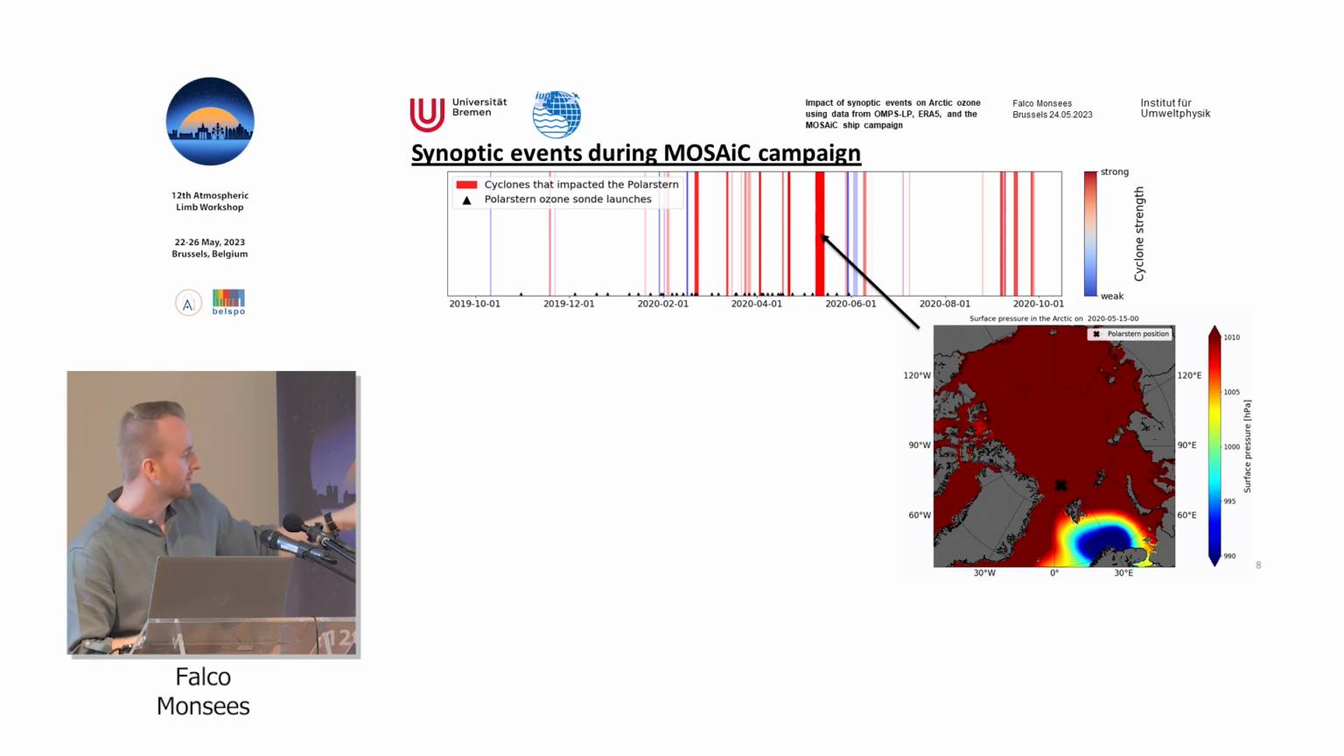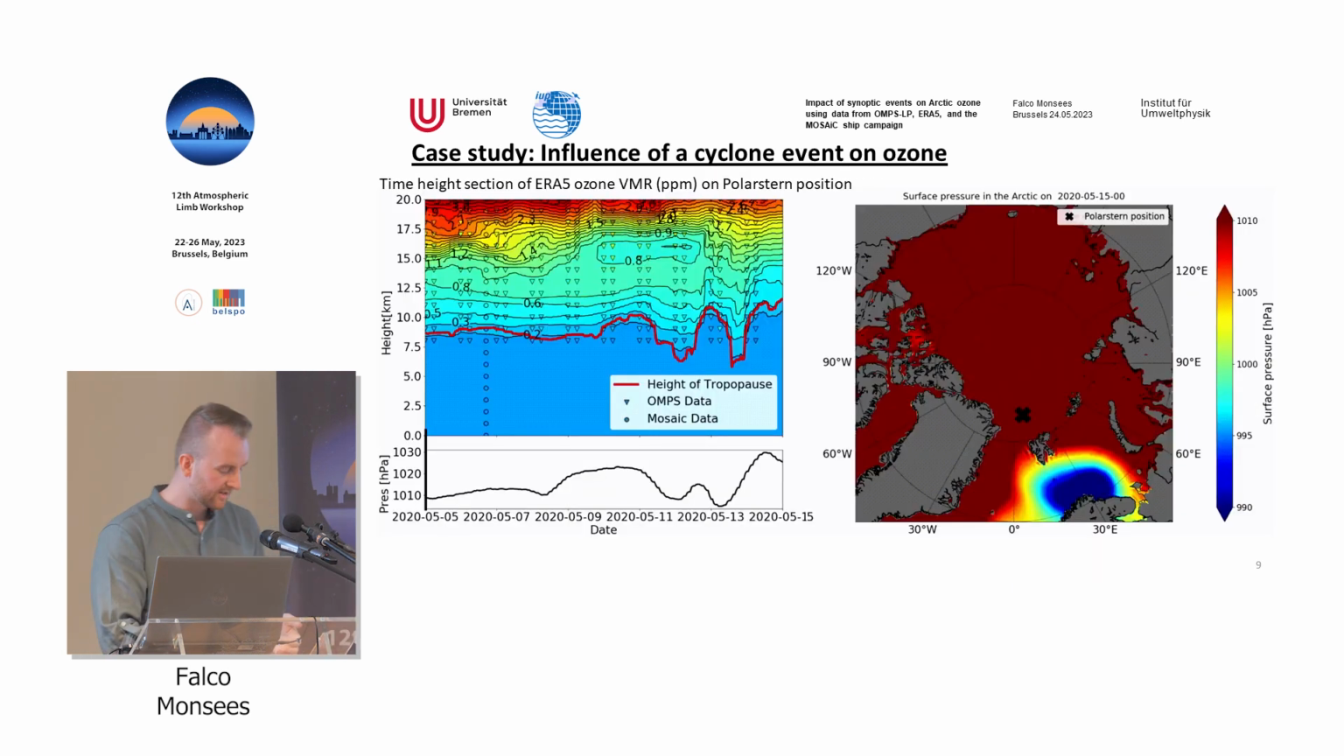on three occasions. So we wanted to look first into the ERA5 data at the Polarstern position during this cyclone event, which you can see here on the left, matched to the movie on the right. In the lower left plot, you can see the surface pressure at the Polarstern position, and there you can see the three influences of the cyclone here, here, and here.